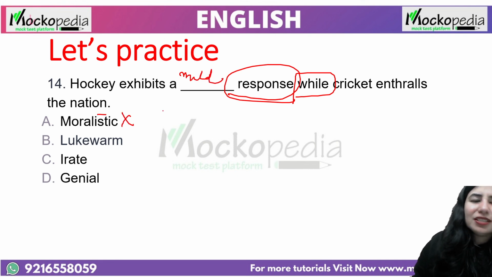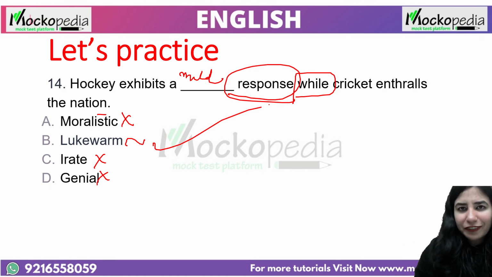So moralistic, there's nothing associated with morals. Lukewarm is one word. Mild. Irate, so negative. Genial is warm, so goes out. So lukewarm, that means mild response, not very excited. People are not much excited about hockey, while for cricket everybody is super excited. That's what the sentence wants to say.